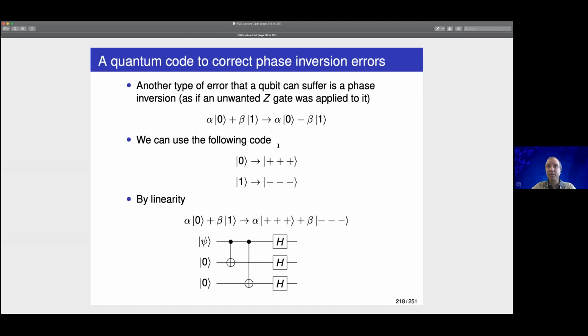The idea of using this encoding is that the Z operation now changes the plus into minus and the minus into plus. So the Z operation on these states acts like the X operation was acting on the 0, 1 states. So we can use exactly the same ideas that we use to protect against the flip of a qubit, to protect against these phase inversion errors by using this different encoding.